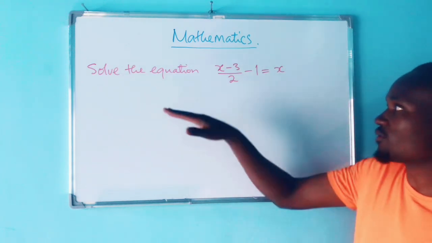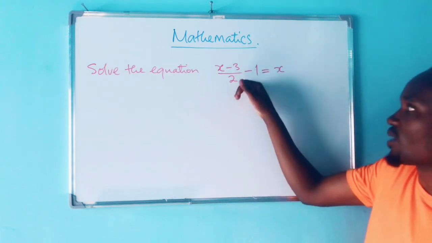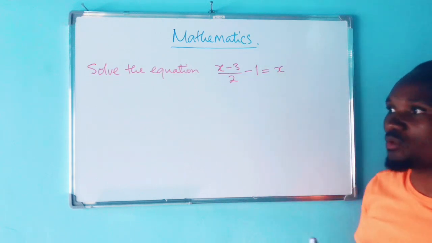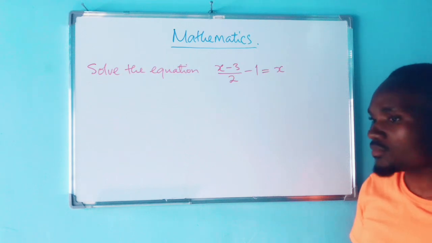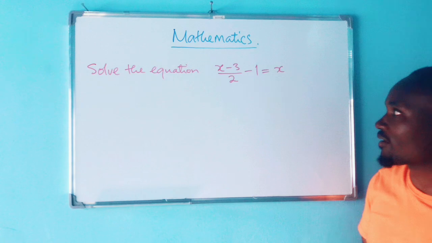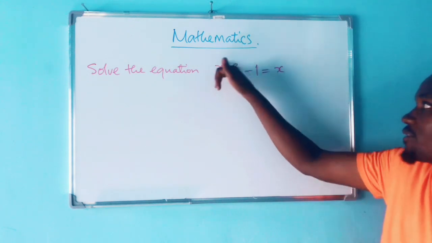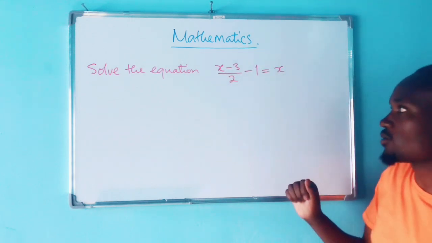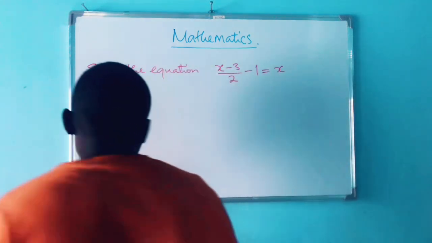So we want to solve this equation here. The equation is x minus 3 over 2 minus 1 equals x. So how do we go about solving this kind of an equation? Basically, you want to deal with the fact that the first term is a fraction, and this one is not a fraction. So we would want to change this one to become a fraction. How do we go about changing that?